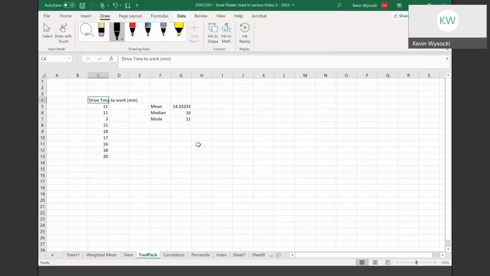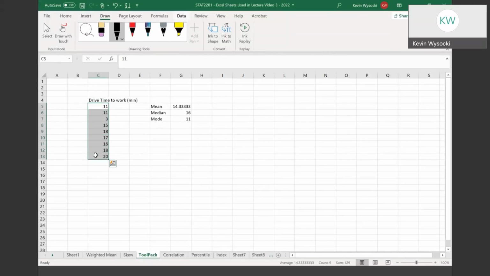We'll look at an example of how to use both the reserved words of average, median, and mode, as well as the descriptive statistics. So here, I just made up some data. So drive time to work in minutes. So I have data here. I'm just blacking it out. So there's 9 values altogether.